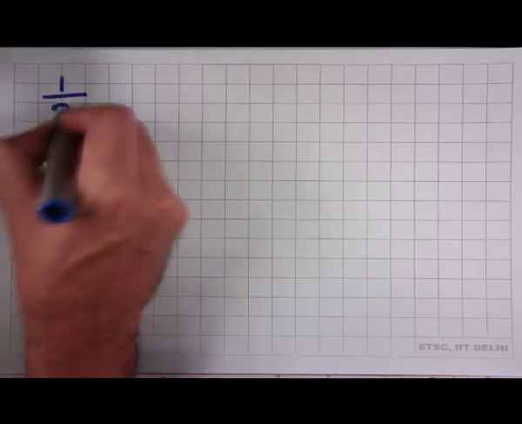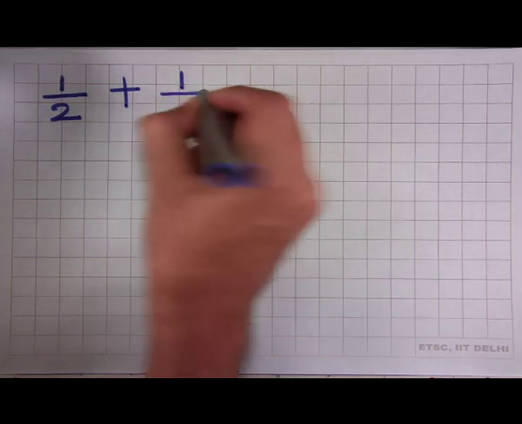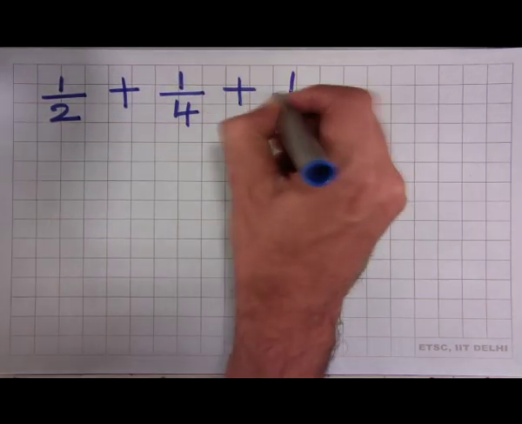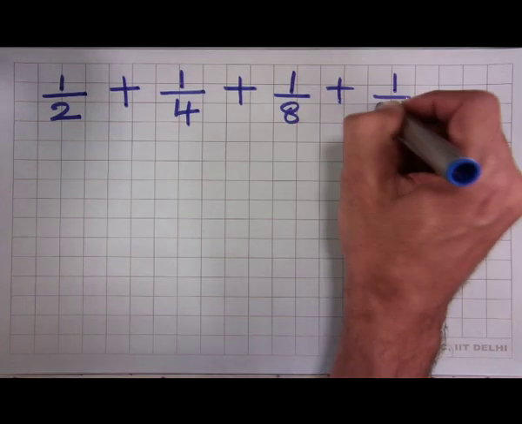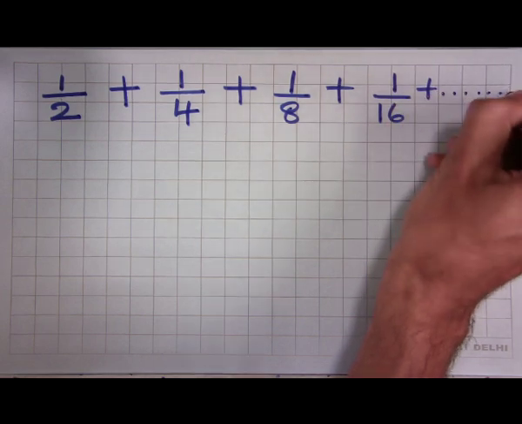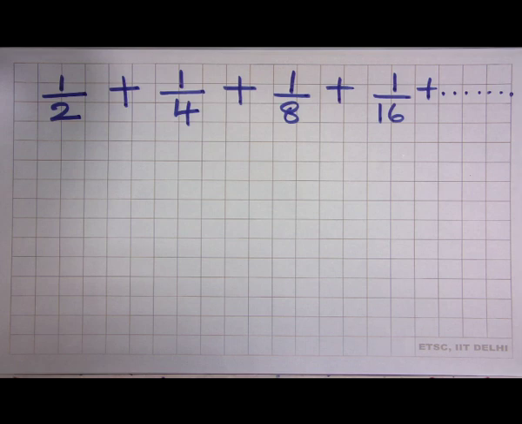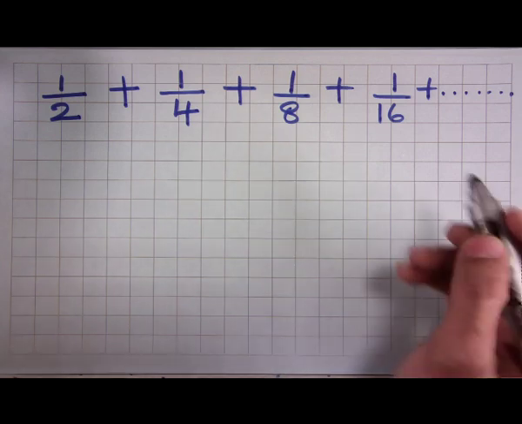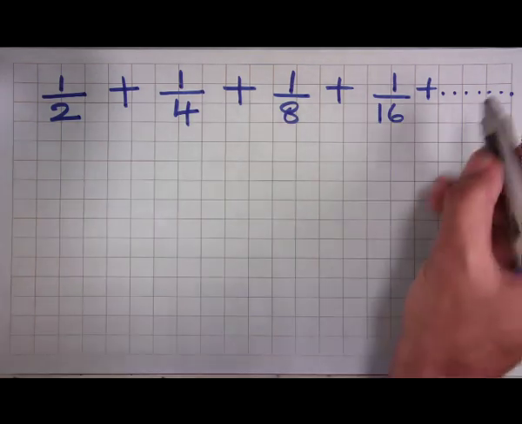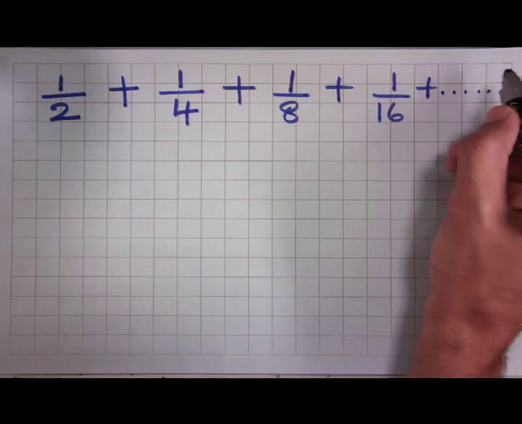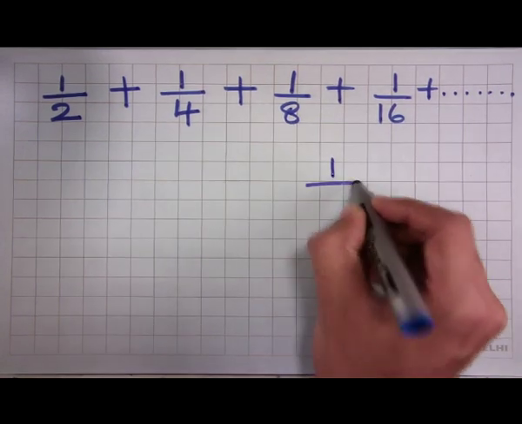Suppose we want to find this infinite sum: 1 by 2 plus 1 by 4 plus 1 by 8 plus 1 by 16 plus etc. I hope you can guess the pattern followed by the terms here. In fact, the nth summand here would be 1 by 2 power n.